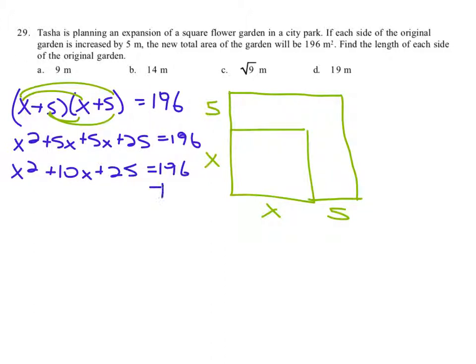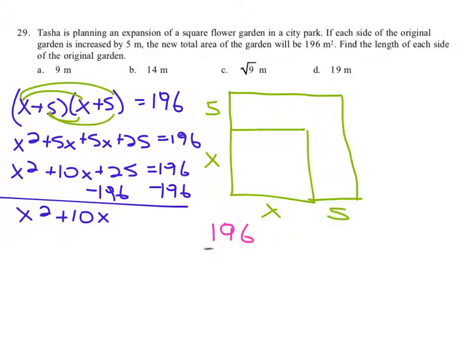But what I want to do is take away this 196 and have it equal to 0. I want to get it all on one side and have it equal to 0. So x squared plus 10x. And what is this? Well, I'm doing 25 minus 196. Remember our trick? We can reverse the numbers. Instead of taking 196 from 25, I'm going to take 25 away from 196.